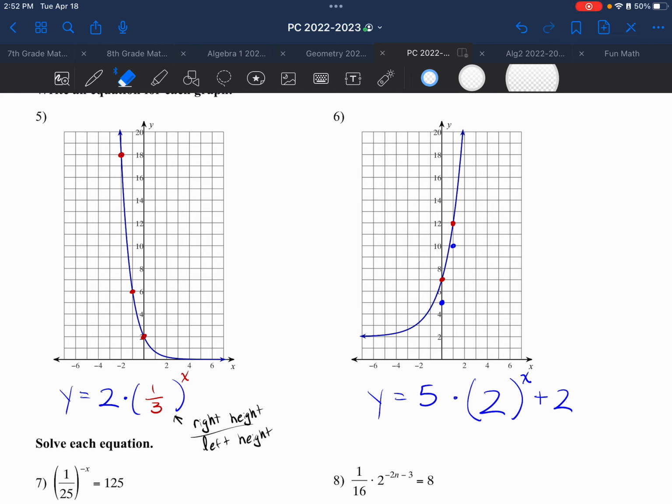Excellent. And if you want a way to just check your work, plug in a number and see if it comes out. Like if I plug in 0, I should come up here to a height of 7. Should we check it? 0. 2 to the power of 0 is 1. 1 times 5 is 5. 5 plus 2 is 7. So it seems to be working.